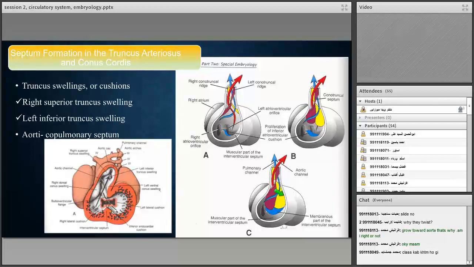These cushions are also growing into the atrioventricular canals and septum. They are also growing at the other side, toward the endocardial cushions in the atrioventricular canal, in both sides. And connecting to this, look at here, proliferation of the inferior atrioventricular cushion. And at the end part, they are connected to the interventricular septum. Okay?